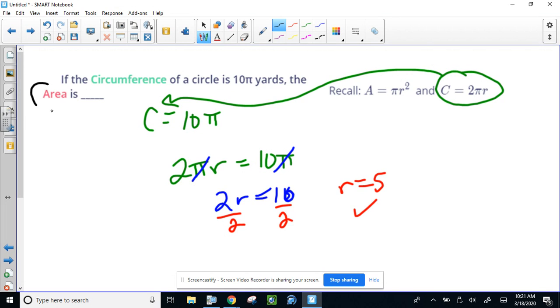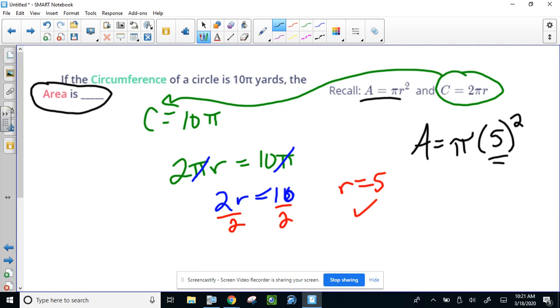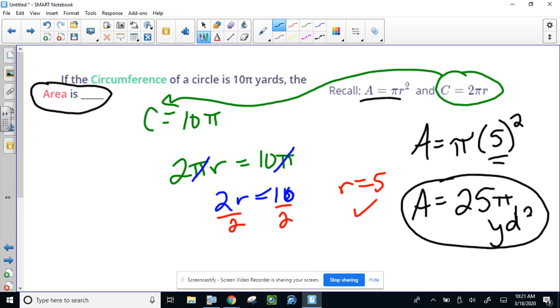The question, though, says the area is blank. So if we know the radius, can we then go back and find the area? Not all questions ask this. Some say just find the radius. But now we're saying, okay, now find the area. If we know our radius, then we can plug it into our area formula. And again, we just do the 5 squared. So 5 times 5, we get 25 pi. And this would be yards squared because it's area. And that would be our final answer. So the big trick is making sure you're completely answering the question that's being asked.